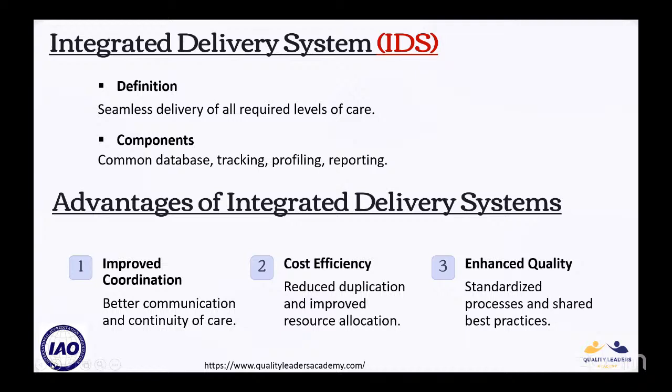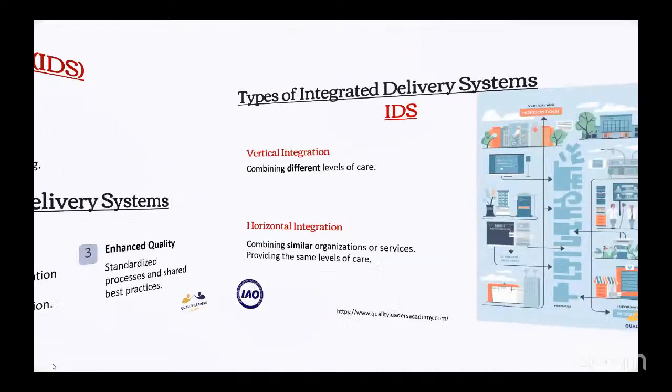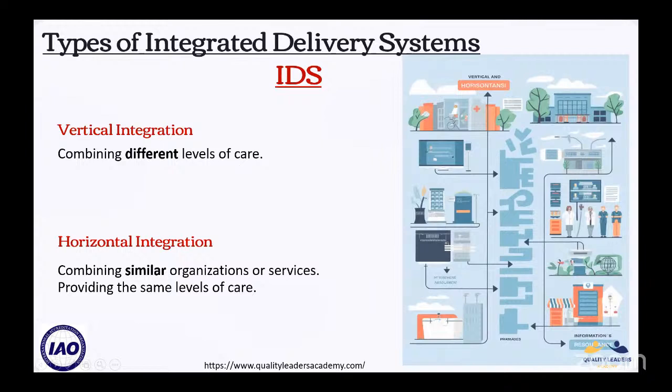Now, for integrated delivery systems, there are two types of ideas, that is vertical integration and horizontal integration. Vertical integration is combining different levels of care. This means if you bring together in one organization, let's say Apollo Hospitals, the primary care, ICU and specialty care, hospital care, post-acute care, home care, all at different levels across the continuum of care, right?